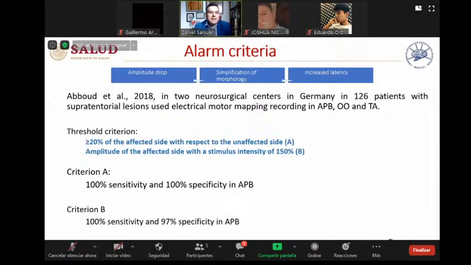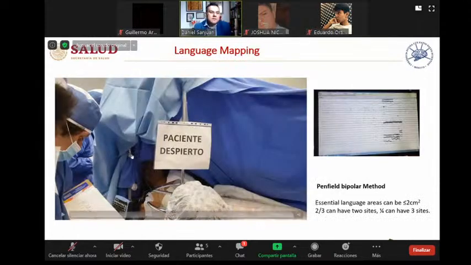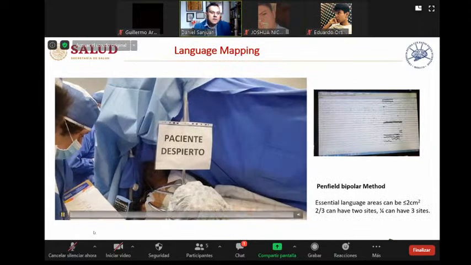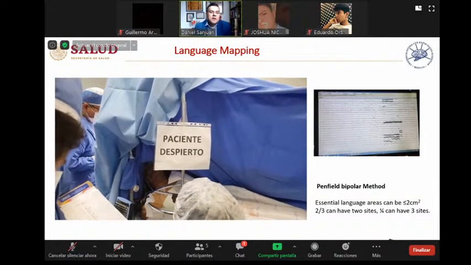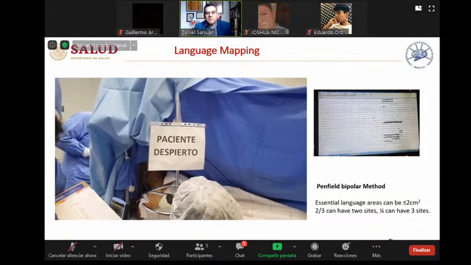So there are alarm criteria that are used by the neurophysiologists to detect when it is possible to see potential damage and to alert the surgical team to reverse the maneuver, stop, or use other strategies to improve the signals. So now we are going to see the mapping of the language by our psychologists.